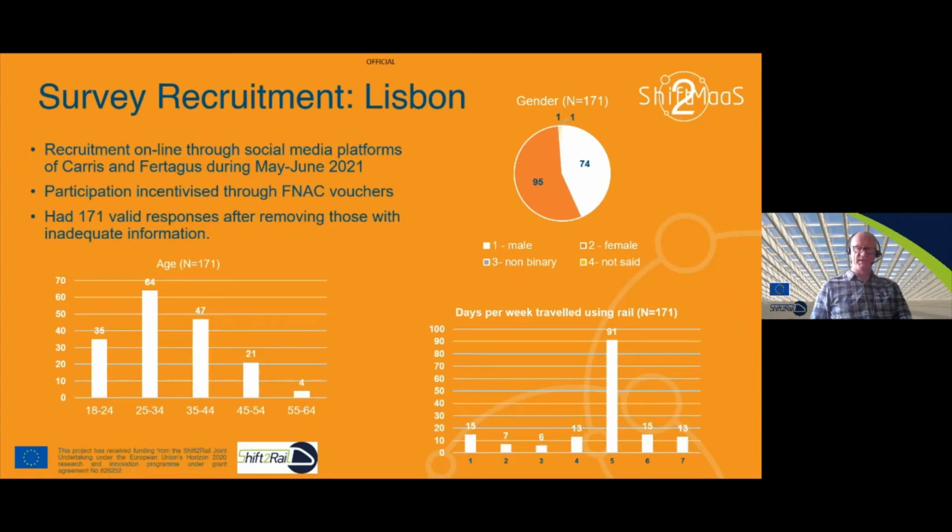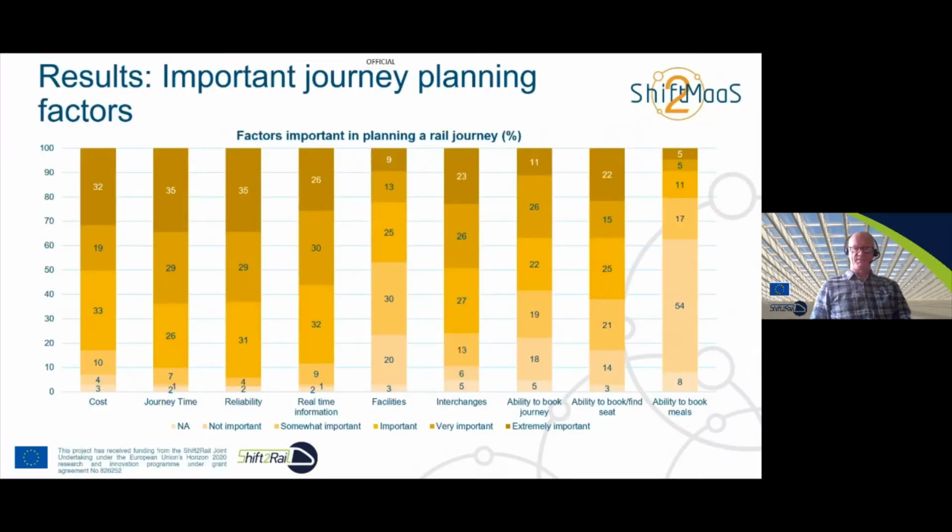Okay, next slide, please. And we asked about factors that were important in planning a rail journey. As you can see there on the left hand side, cost, journey time and reliability emerge, as predicted, as the most important considerations in planning a journey. But it's useful to note in the context of this work that real-time information provision is also an important factor in planning a rail journey.